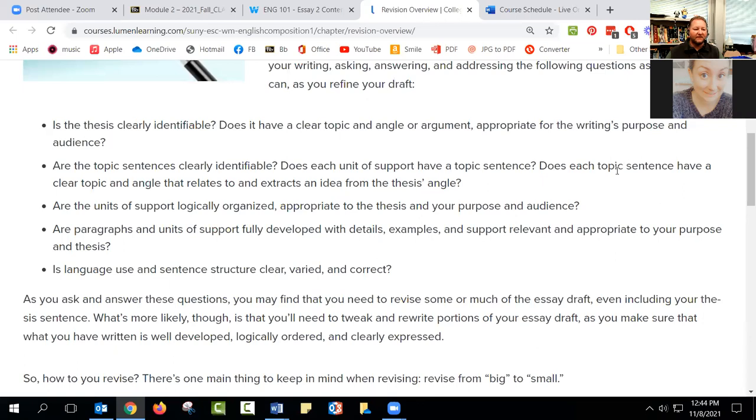And then, does each topic sentence have a clear topic and angle that relates to and extracts an idea from the thesis angle? So again, you could have an amazing paragraph with a great topic sentence and great support throughout the body paragraph.